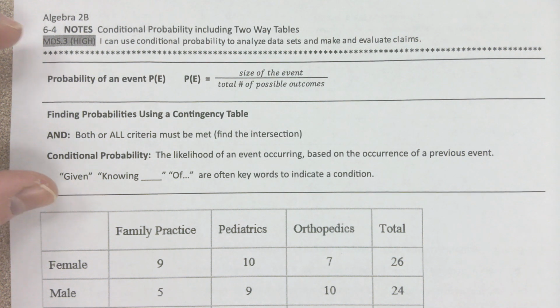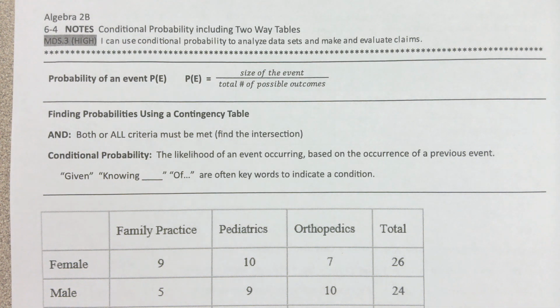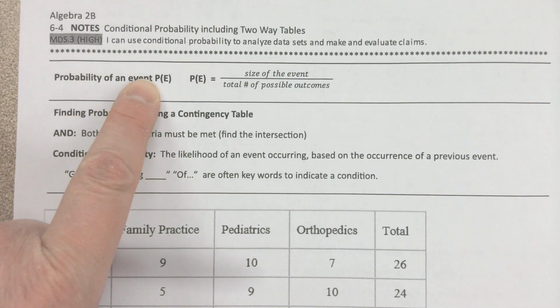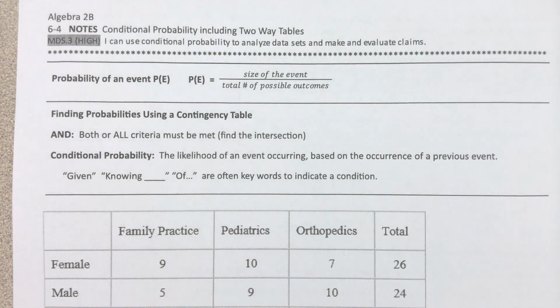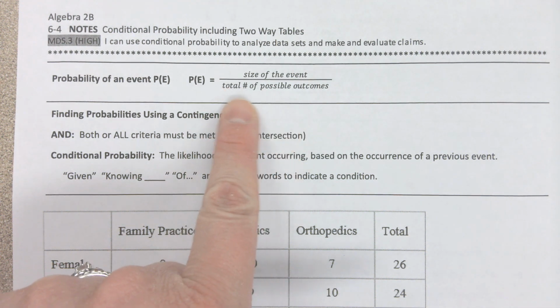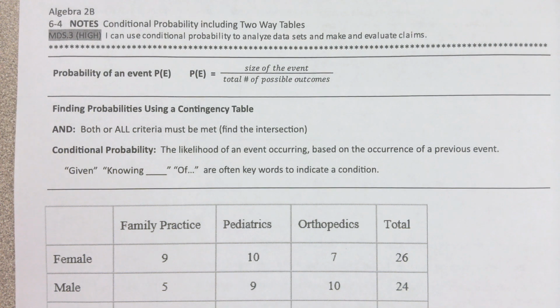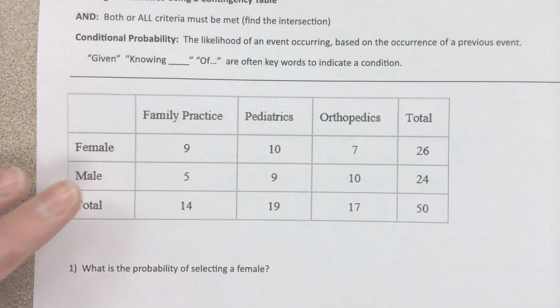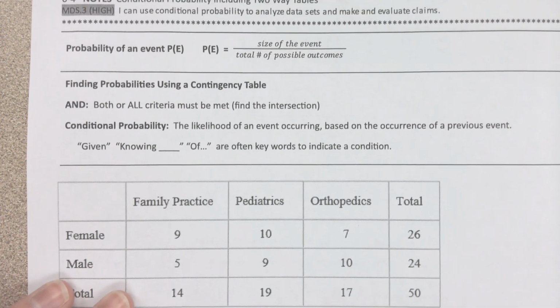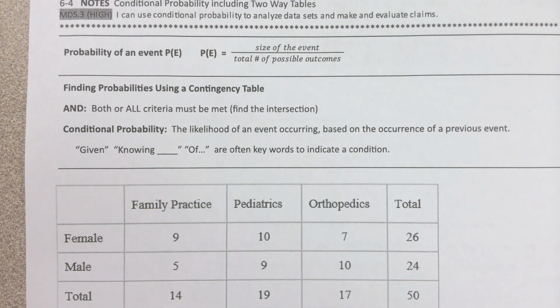We have a box of information up here, and most of it's not super important, but I'll skim over it real quick. Probability of an event, we're still using probability here. This is the definition that we talked about yesterday. And then finding probabilities using a contingency table, that's what these tables are called here, contingency tables, two-way tables. Again, it doesn't really explain how to do it with this box, but it just gives some helpful information.